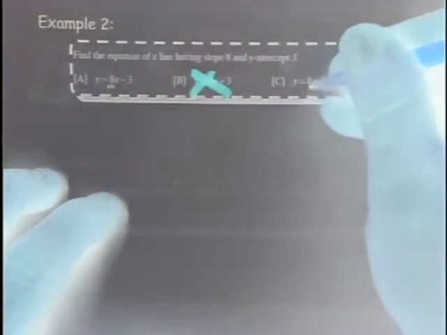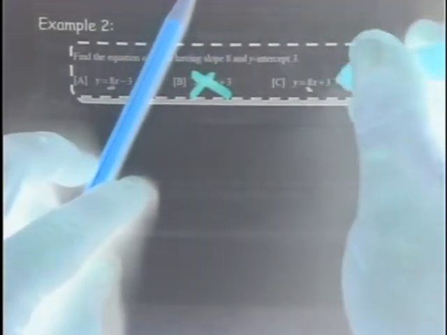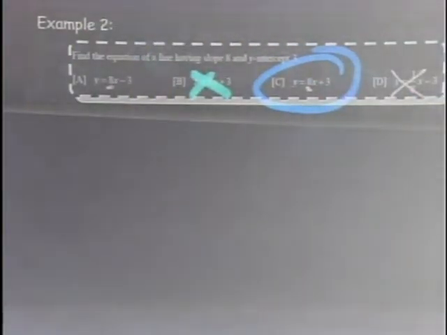Now, what's my slope? 8. You've got 8 right here, and 8 right here, but here you don't have an 8, you have a 1/8. And then we want to go plus 3 or minus 3? Plus 3. The y-intercept is 3, so we go plus 3. So C. If I give you the slope and the y-intercept, how hard is it to put it in y equals mx plus b? Pretty easy, right?